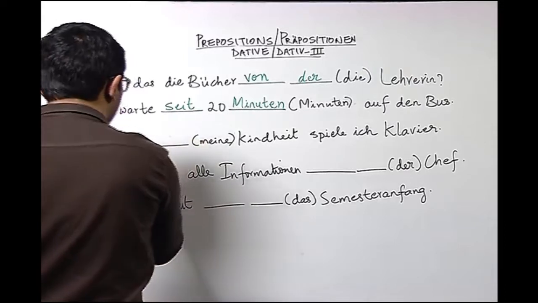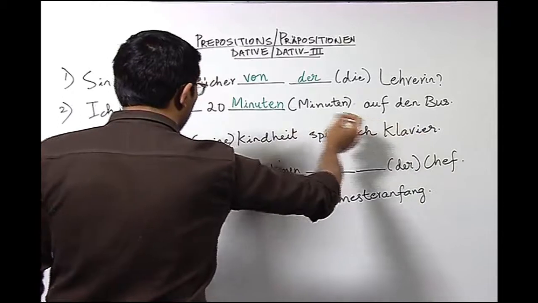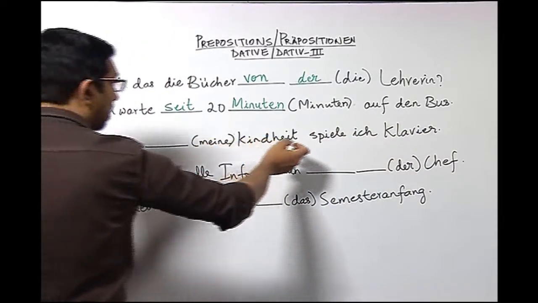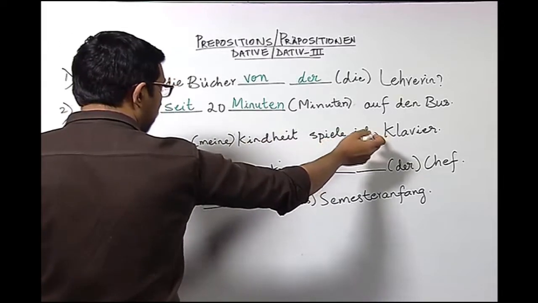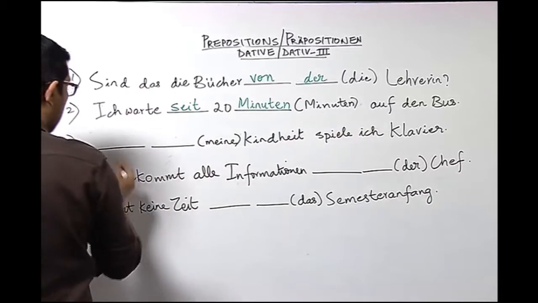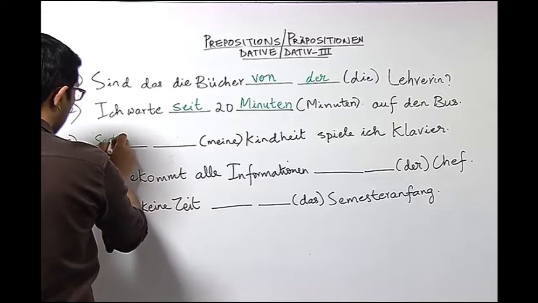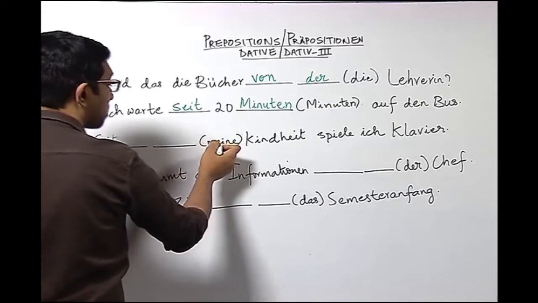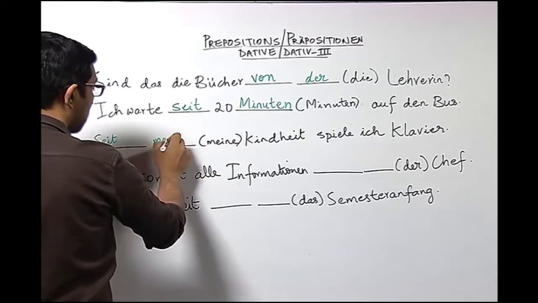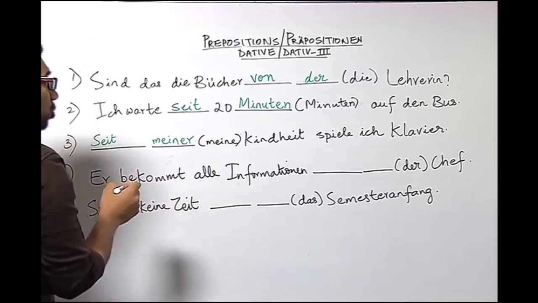Now in sentence number 3, meine Kindheit spiele ich Klavier. Klavier means piano. Kindheit means childhood. Now here I am talking about an activity which I have been doing since my childhood, and since it's an action which is still continuing in the present tense, we use the preposition seit, and here we have the possessive article meine, which as you know in dative becomes meiner. Seit meiner Kindheit spiele ich Klavier.